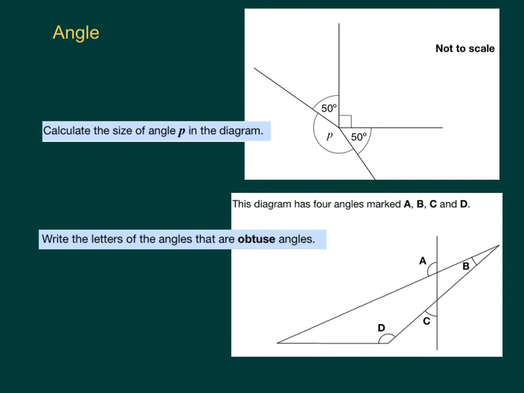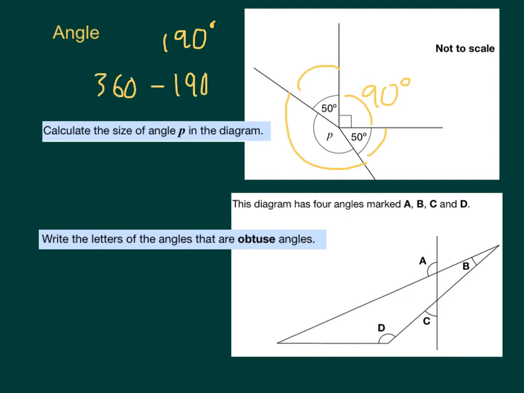So, for the first one, I know that the whole turn must be 360 degrees. I know that this is 90 degrees here. I've got two 50s, so that's 100. So if I add up this bit, and this bit, that's got to make 190. Now, I've got to work out that this must be the rest. So I've got to do 360, take away that 190, and that will leave me with 170 degrees.